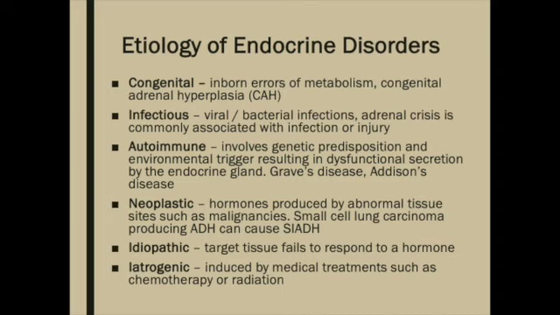We also have neoplastic issues that have to do with hormones produced by abnormal tissues. So if there is a malignancy of the organ or gland that is supposed to produce that hormone, we may have a neoplastic etiology of endocrine disorder. So think about small cell lung carcinoma. This has to do with ADH, and it can cause SIADH, which we will be talking about in the next presentation. It is an endocrine disorder or alteration.